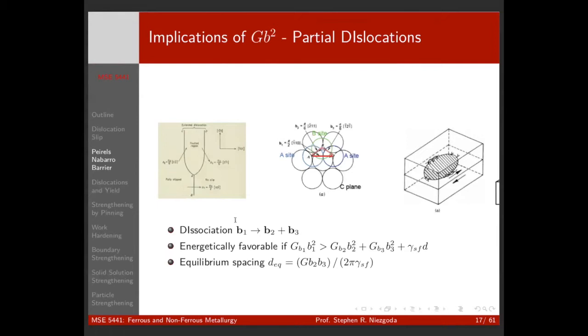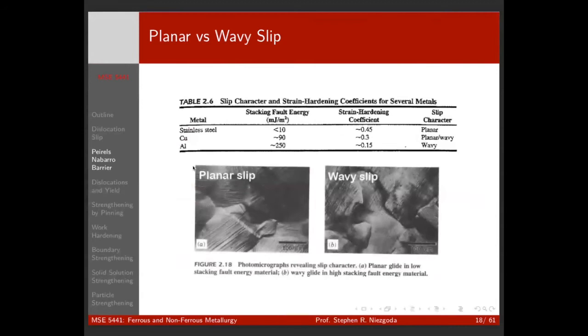And the amount of that, how high the energy of that fault is, is going to determine how far apart these partials are. Are they going to be close to each other or well separated? Right? Well, why is this important? It's because the stacking fault energy, as we'll see throughout the rest of this term, will come up again and again and again. It really relates to the fundamental deformation mechanisms that happen in the metal.